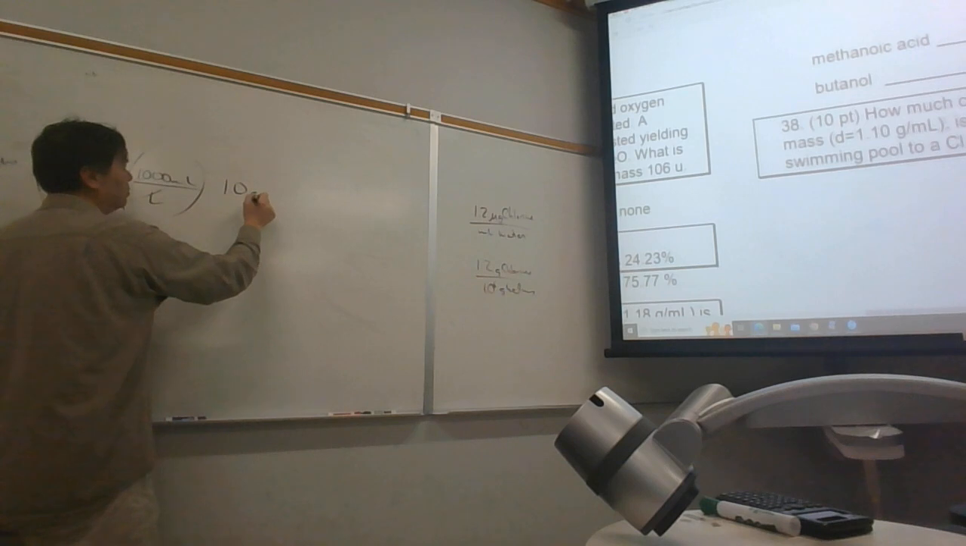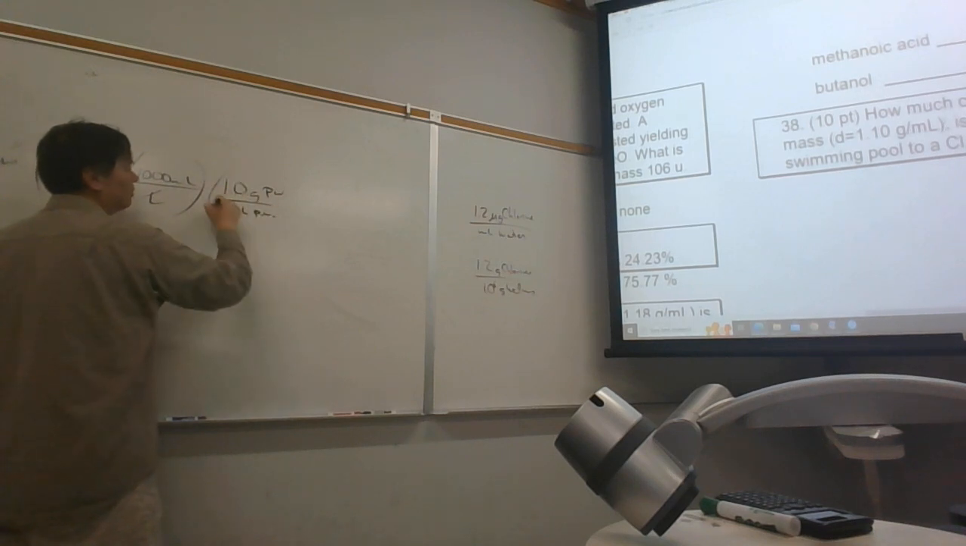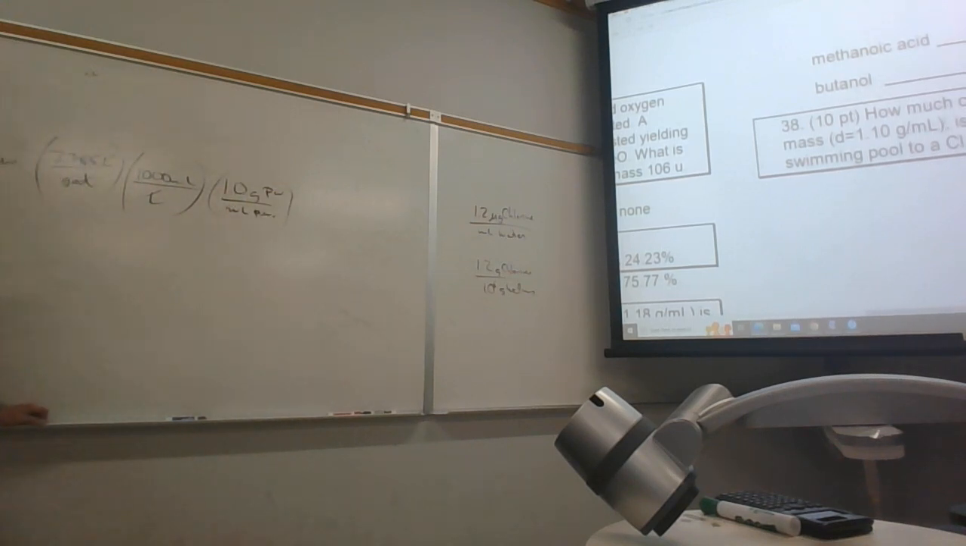And so 1.0 grams of pool water, PW, over 1 milliliter of PW. This is only good for pool water, and this is why I write PW next to it. Whereas these are good for anything, so I don't need to write PW next to them. They work for anything. Otherwise we couldn't have solved this problem. So we had to know that the pool water's density is going to be close to that of pure water.